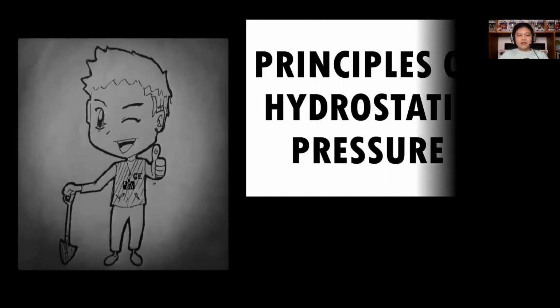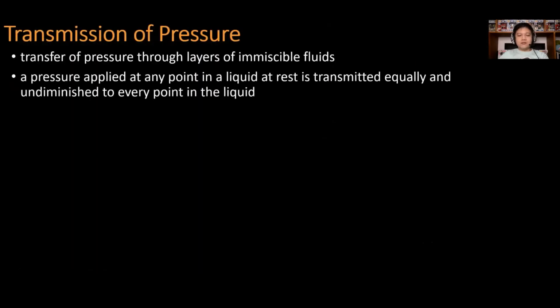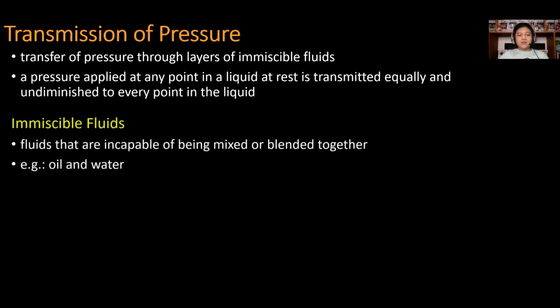Good day, the topic is transmission of pressure. Transmission means transfer. Therefore, transmission of pressure is the transfer of pressure through layers of immiscible fluids. Thus, a pressure applied at any point in a liquid at rest is transmitted equally and undiminished to every point in the liquid. Next, what is immiscible fluids?